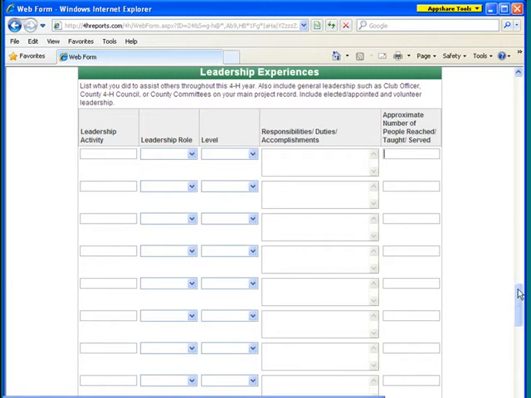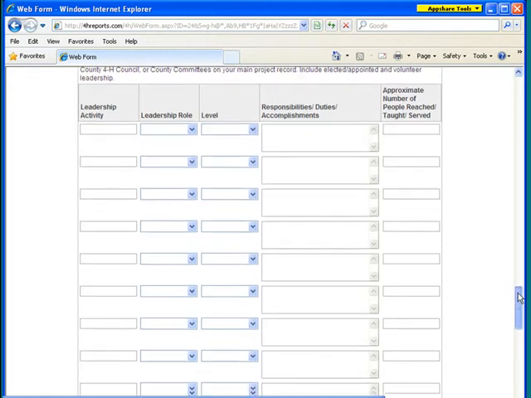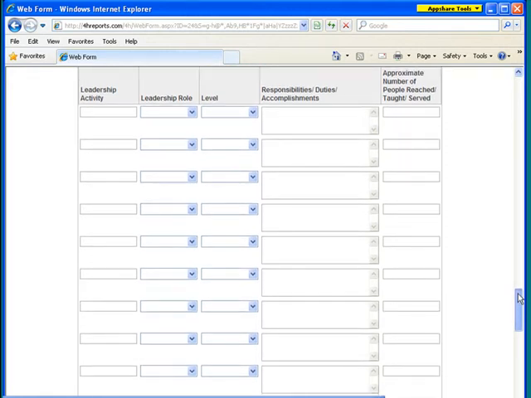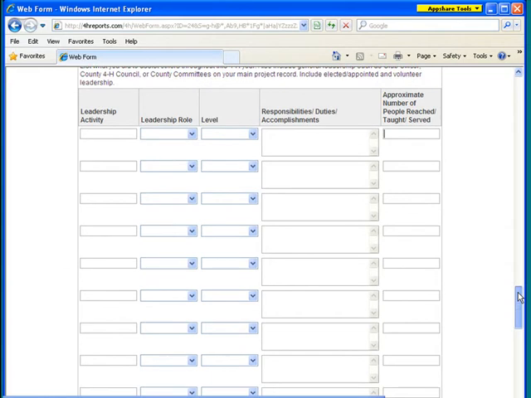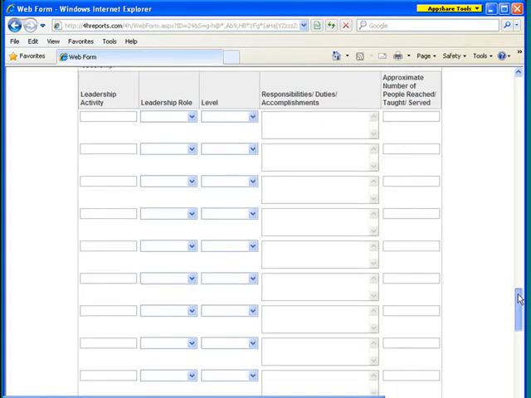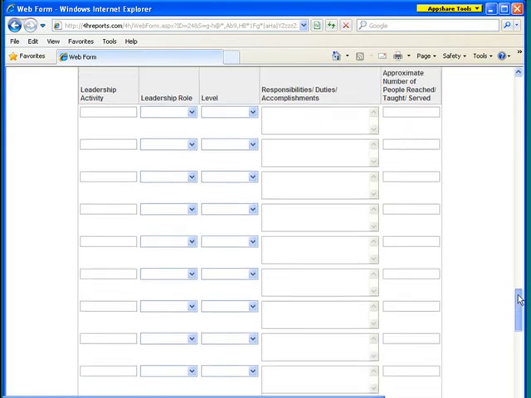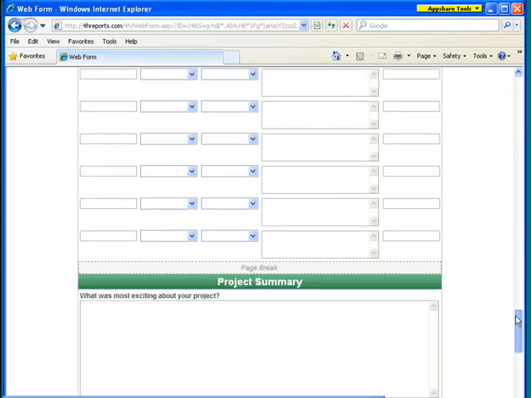Again, a lot of times that's pretty lofty numbers from some kids, but at least it might give us some kind of ballpark figure, on the county, district, or state level, as to what our kids are actually doing for other people.